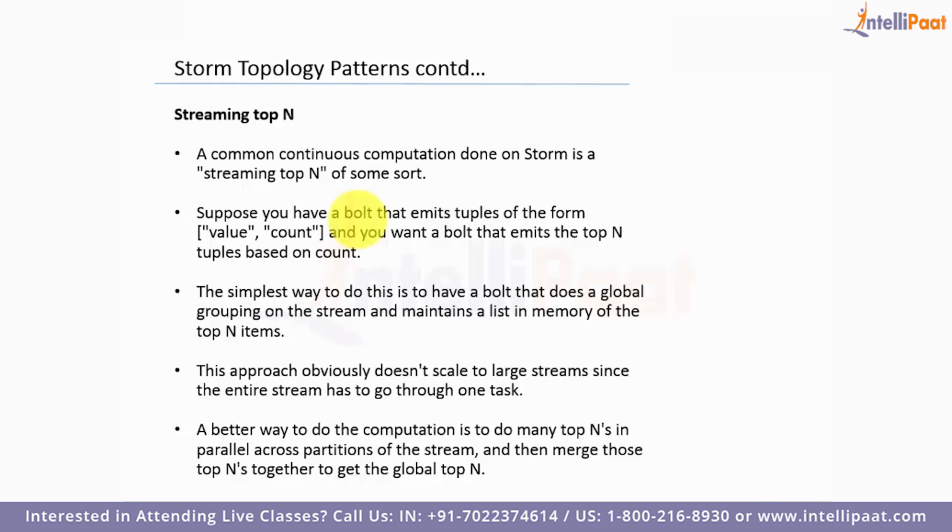A better way to do the computation is to do many top N's in parallel across partitions of the stream and then merge those top N's together to get the global top N. If we can actually revisit our previous slides where a particular spout was writing to multiple bolts to process the data, we can correlate this example with the Twitter implementation of the top N trends, or you can say the top 10 trends.